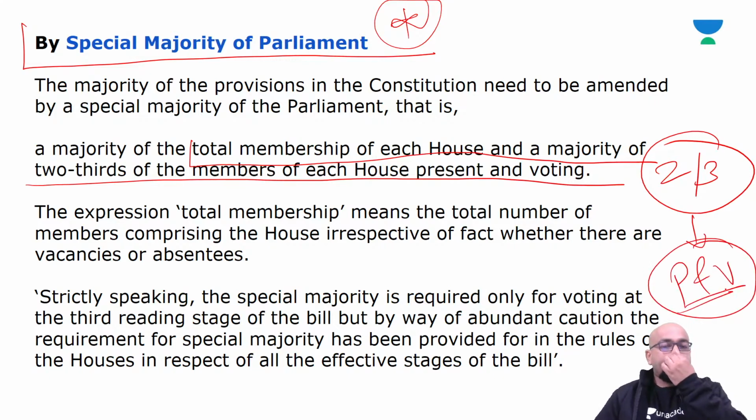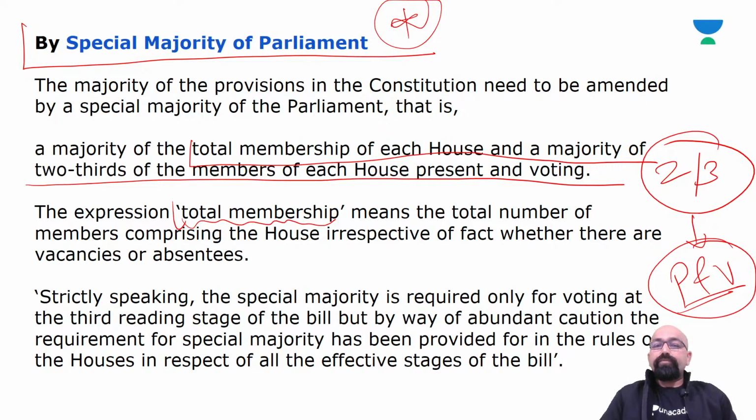So just remember, special majority of the parliament, that is a majority of the total membership of each house and a majority of two-thirds of the members of each house to be present and voting. Alright, so the total membership means the total number of members comprising the house, irrespective of the fact whether there are vacancies or absentees.